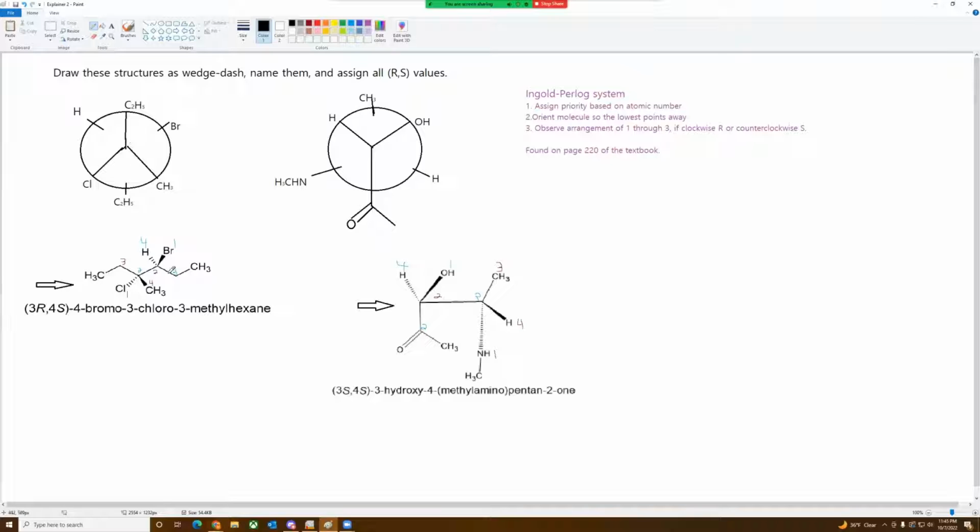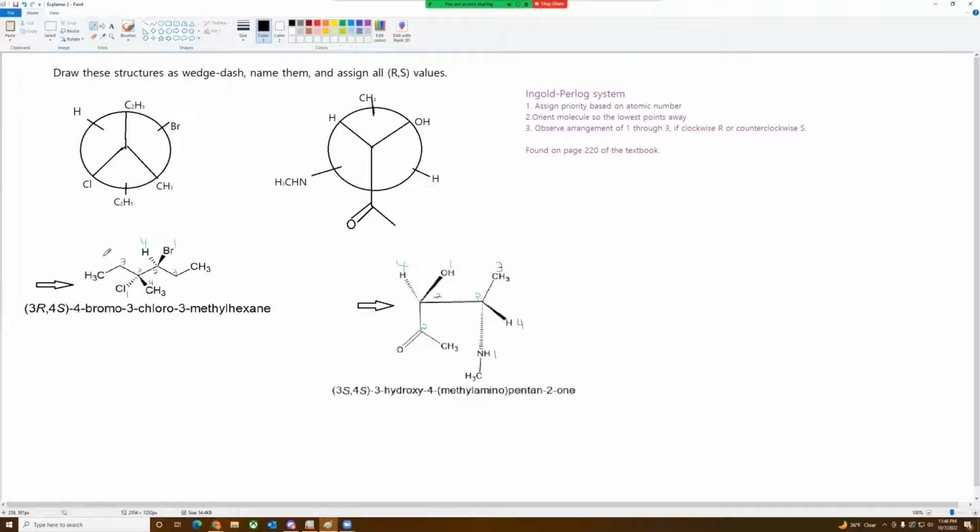And then you go to the back part of the Newman diagram, where bromine is up and towards me, which is this right here. Hydrogen is away and up, and then the other C2H5 is back. And that gives us this shape. So that is the wedge dash.